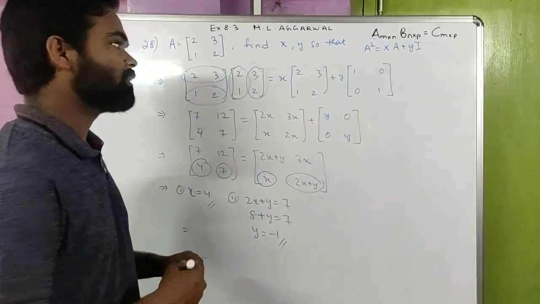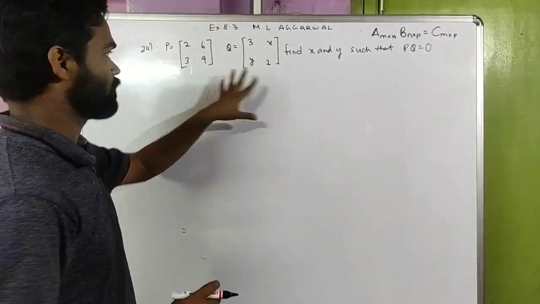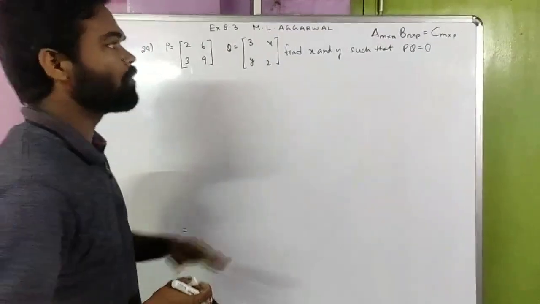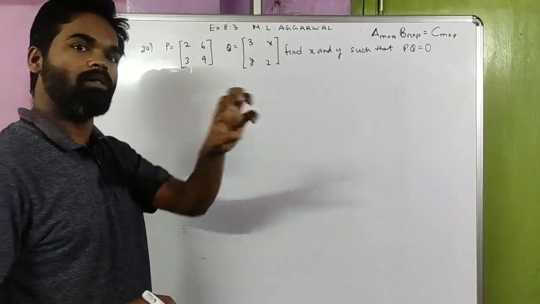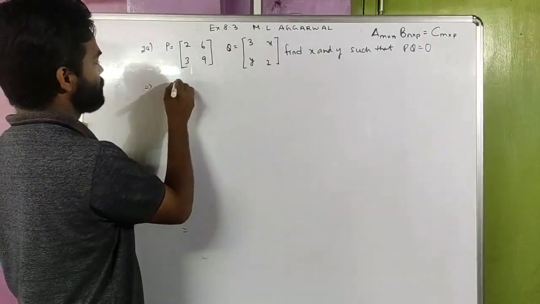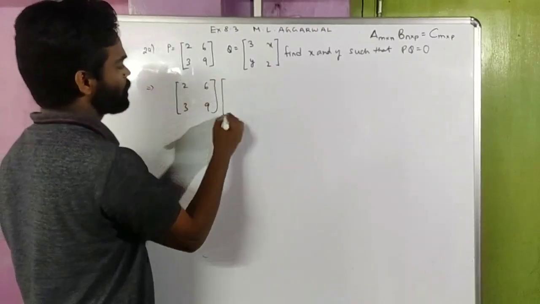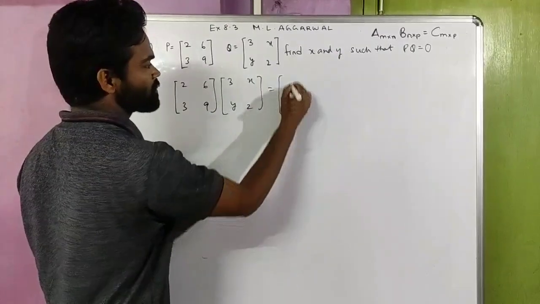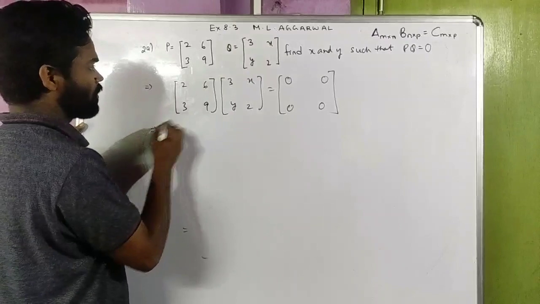Now we look at the next sum. Now look at sum number 29. They've given a matrix P, they've given a matrix Q where there are unknown x and y, and they've given PQ equals to 0, where that 0 denotes the null matrix, okay, where all the elements are 0, 0. Now we can directly write P multiplied by Q gives you the null matrix. Now we know how to multiply.